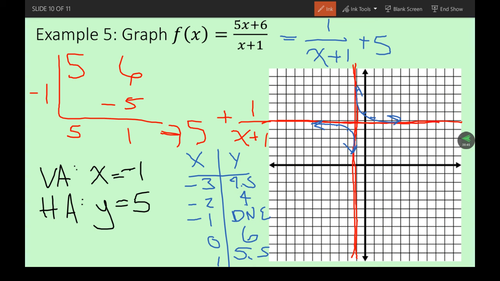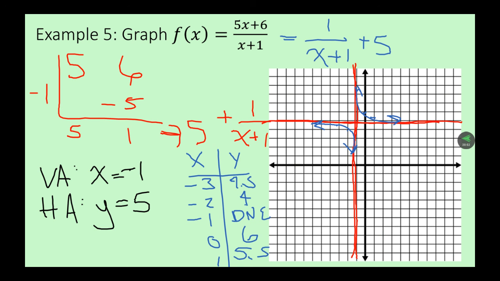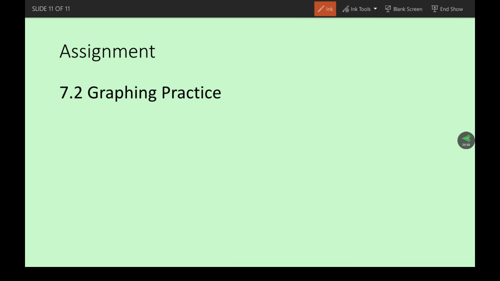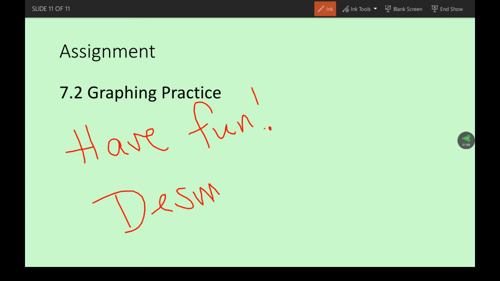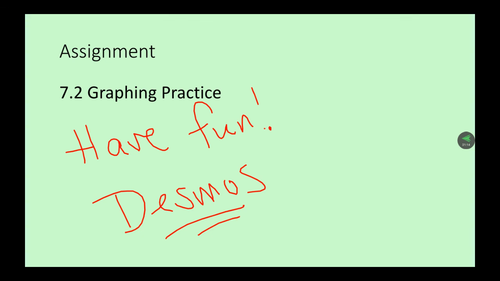So do we feel like we can graph hyperbolas? Yeah! Are you ready to try some on your own? Sure! If you get stuck, can you ask me questions? Certainly. All right, feel free. Contact me. Use the answer key. You can check with Desmos. It's always a good way to check when you're graphing. And have a good time. Expand your math knowledge.